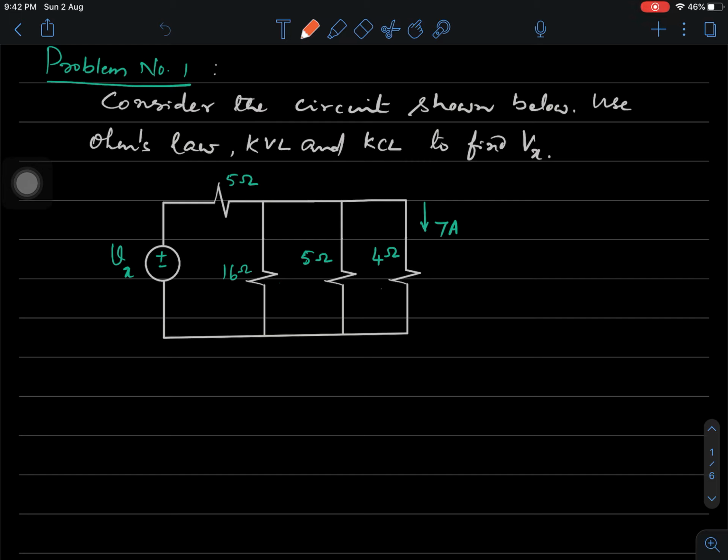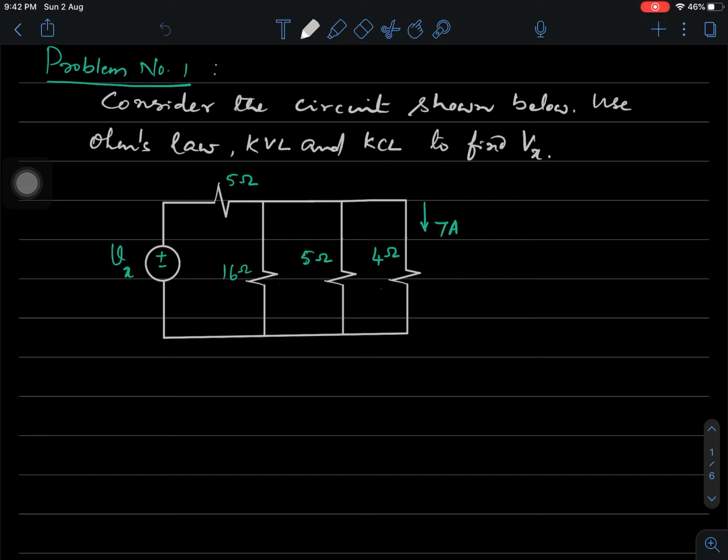Consider the network shown in the figure below. Use Ohm's law, Kirchhoff's voltage law and Kirchhoff's current law to find Vx. This is the problem we have before us. Alright, so we will see how to do these problems. They appear pretty simple. There is nothing so complex about it. It is a simple understanding of series and parallel elements.